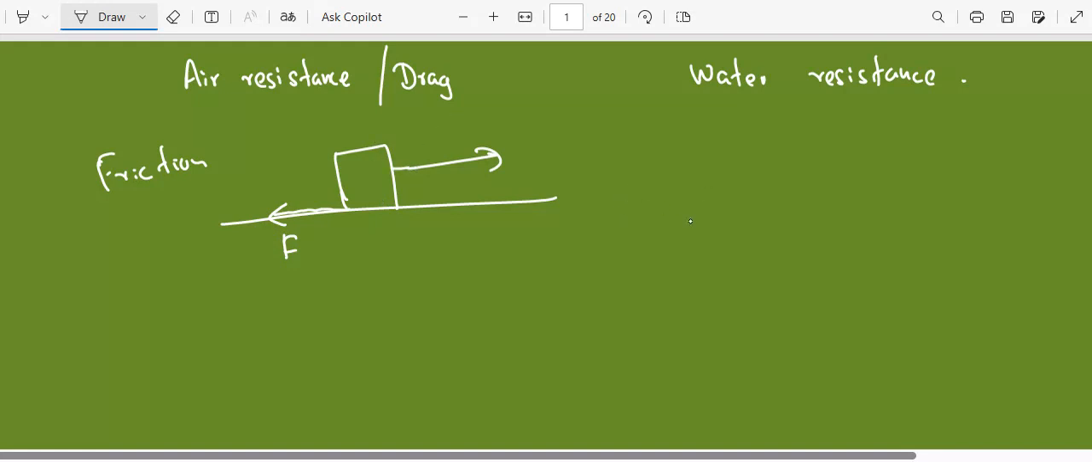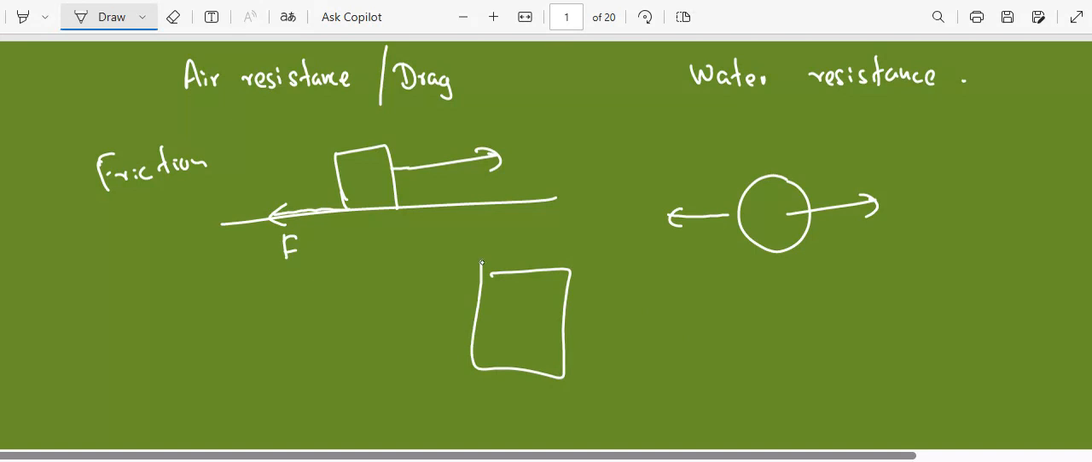Similar to that, when something is moving in a specific direction like this, there is always an opposite force acting in the other direction due to the air. Even when we are walking, if you are walking forward, there will be a resistive force due to the air particles acting backwards, right?